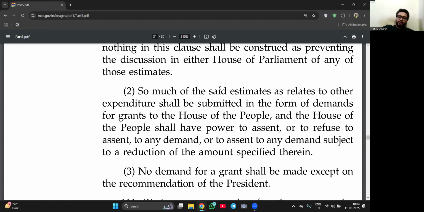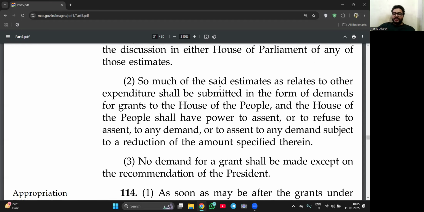Clause 2: So much of the said estimates as relates to other expenditure shall be submitted in the form of demands for grants to the House of the People, and the House of the People shall have power to assent or to refuse to assent to any demand, or to assent to any demand subject to a reduction of the amount specified therein. Clause 3: No demand for a grant shall be made except on the recommendation of the President.